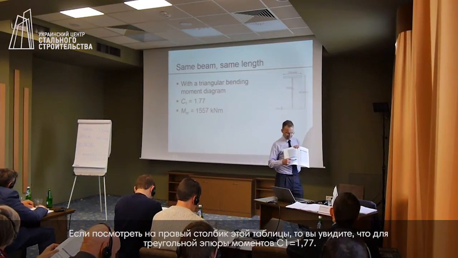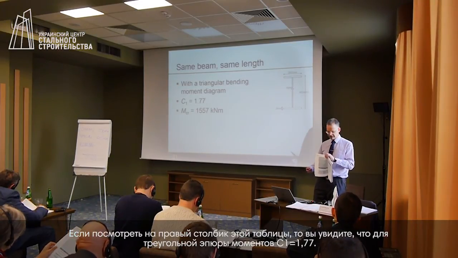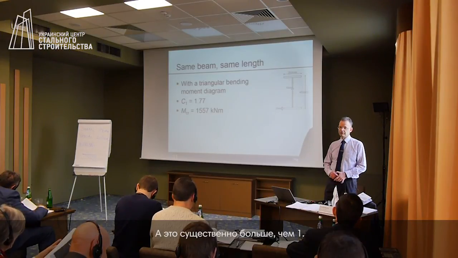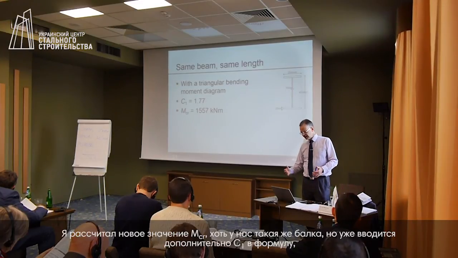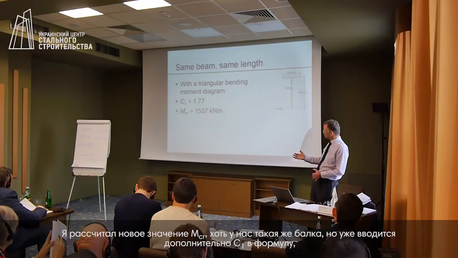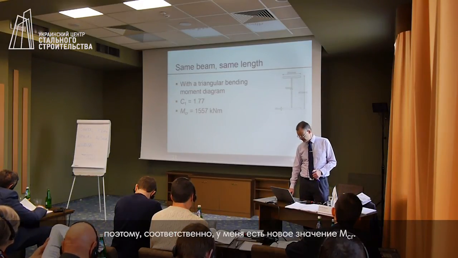And if you look on the right-hand side of this table, you will see that the C1 value for a triangular bending moment diagram is 1.77. So significantly higher than 1. I calculate a new value of Mcr. It's the same beam, but remember C1 enters the expression. So I have a new value of Mcr.